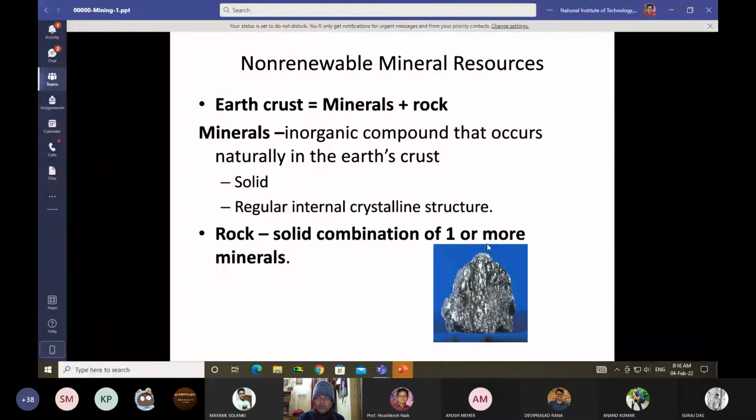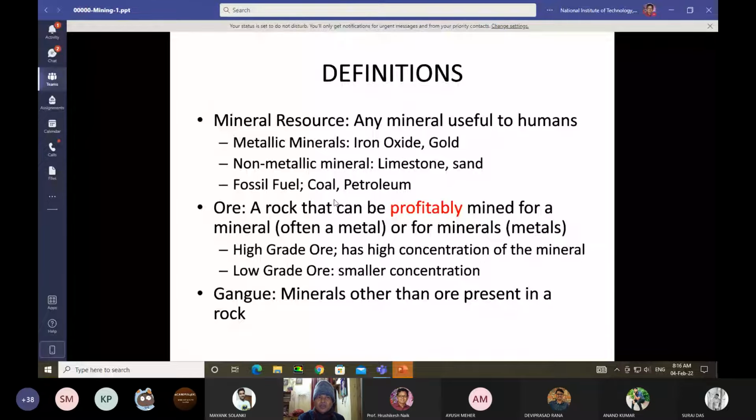A mineral resource is any mineral useful to humans, like metallic minerals such as iron oxide and gold, non-metallic minerals such as limestone and sand, and fossil fuels such as coal and petroleum. These are called mineral resources.